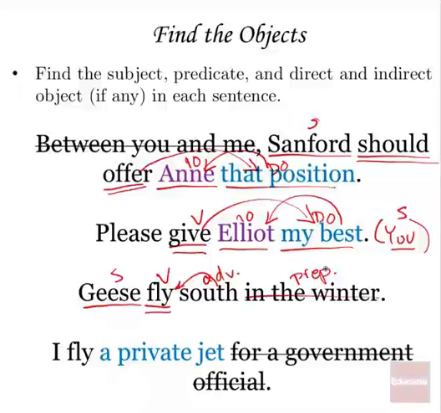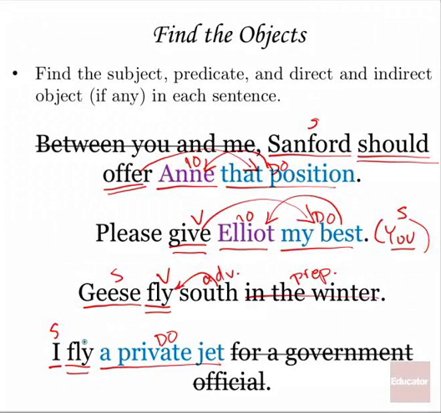I fly a private jet for a government official. I is our subject. Fly is our verb. A private jet is the direct object. For a government official is a prepositional phrase. Now this is interesting. Fly can be either a transitive or an intransitive verb. In the case of geese fly south in the winter, there's no direct object. But in the case of I fly a private jet, well, now you have something that's receiving the action fly, the jet. So depending on how verbs are used, they may or may not be transitive. You have to watch out for that when you're looking for objects.